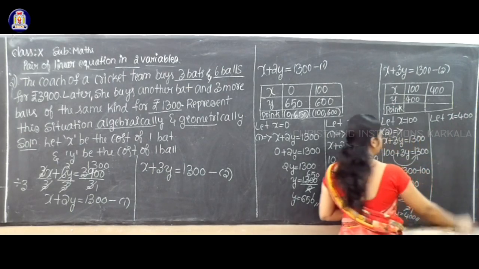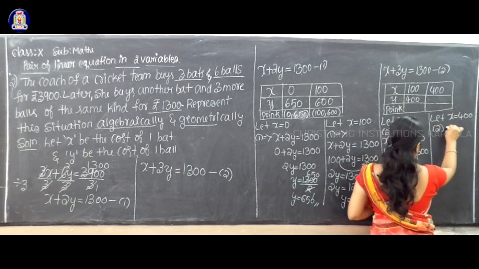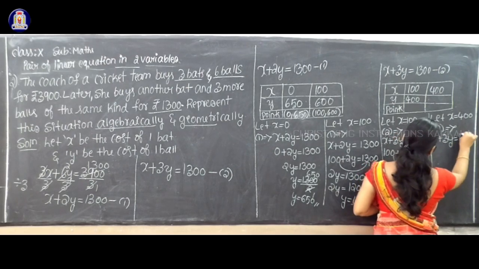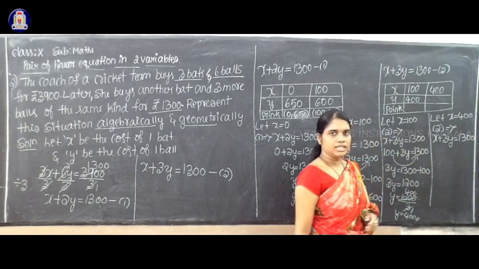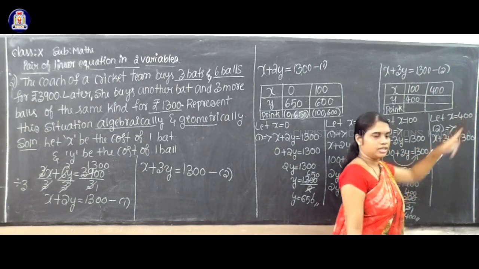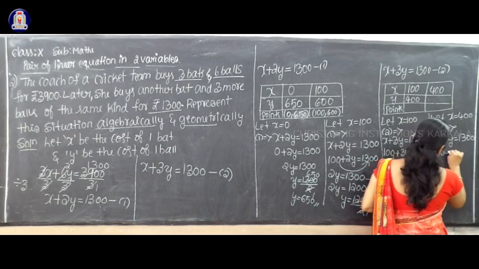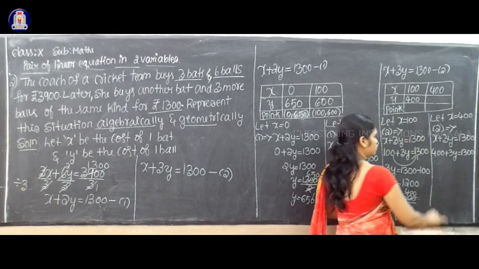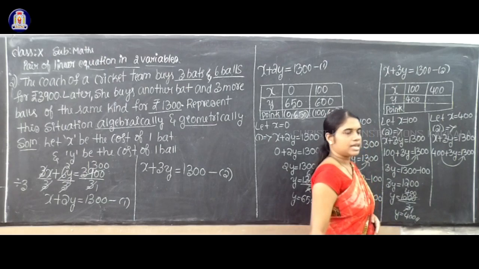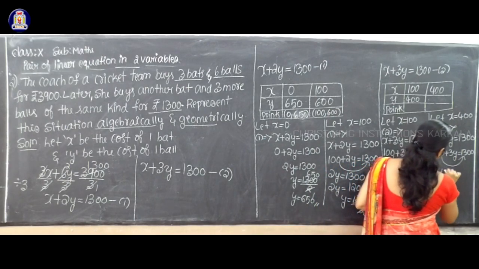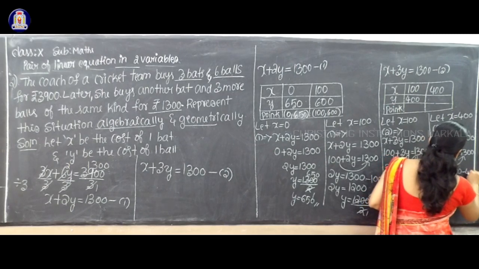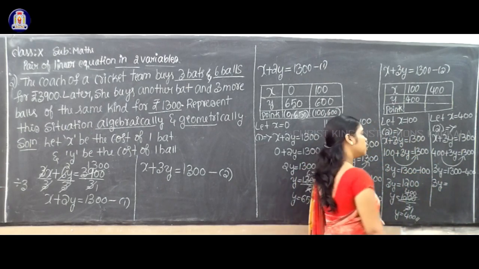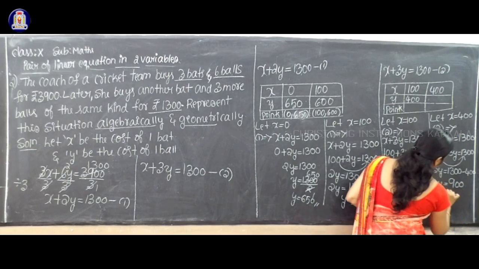Then what about equation 2 here? Equation 2 implies x plus 3y is equal to 1300. In the place of x, substitute this 400. So 400 plus 3y is equal to 1300. Now shift this 400 to the right hand side, so we will get 3y is equal to 1300 minus 400. So 1300 minus 400 is equal to how much? 900.